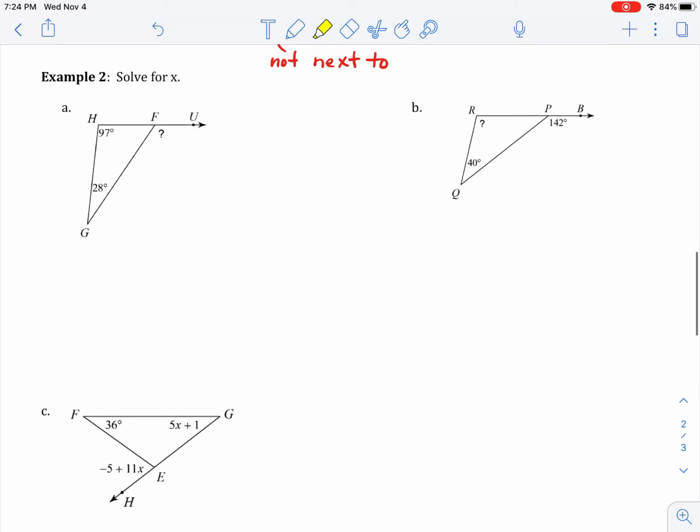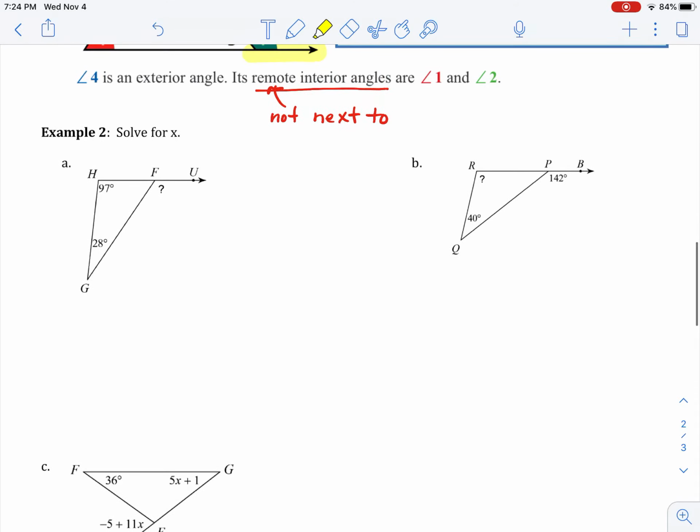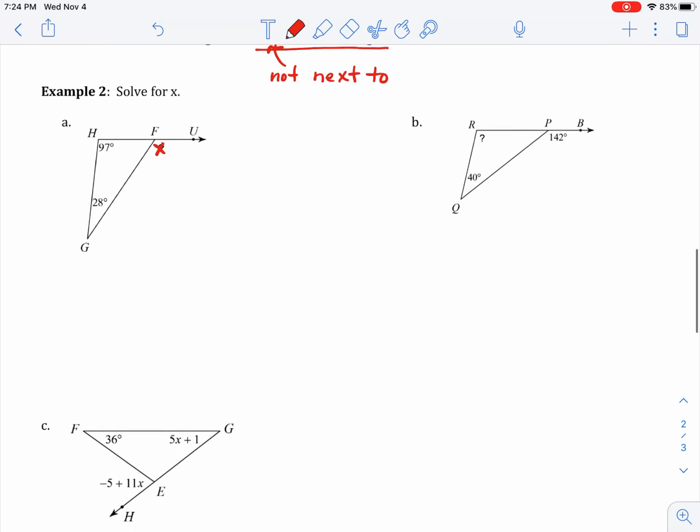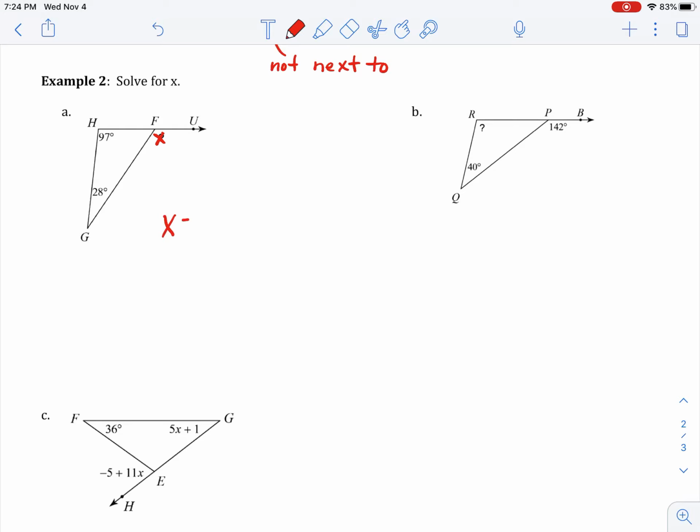All right, so let's look at our pictures and see how this is going to work. It says again, solve for x. So in that first picture, let's change that question mark to an x. They like to use question marks sometimes, but I like to see x's instead. All right, so if we were going to solve for x, that's again called an exterior angle. The exterior angle, which is x, is equal to the sum of the remote interiors. So 97 plus 28 will give me that exterior angle, because the 97 and the 28-degree angle are not next to that x. So if we add up 97 plus 28, our x will be equal to 125 degrees.